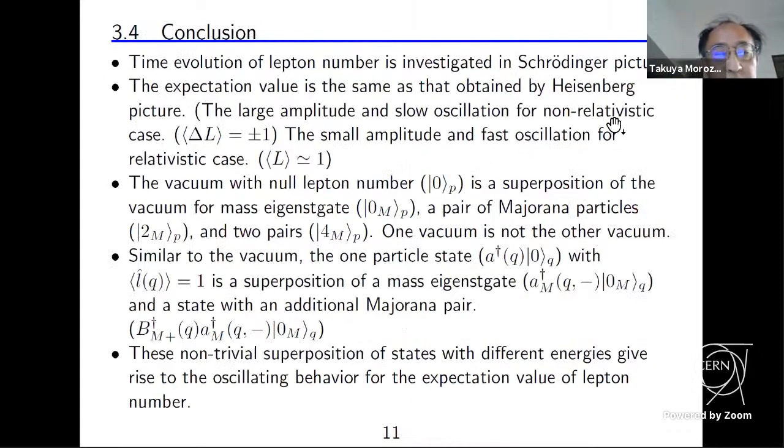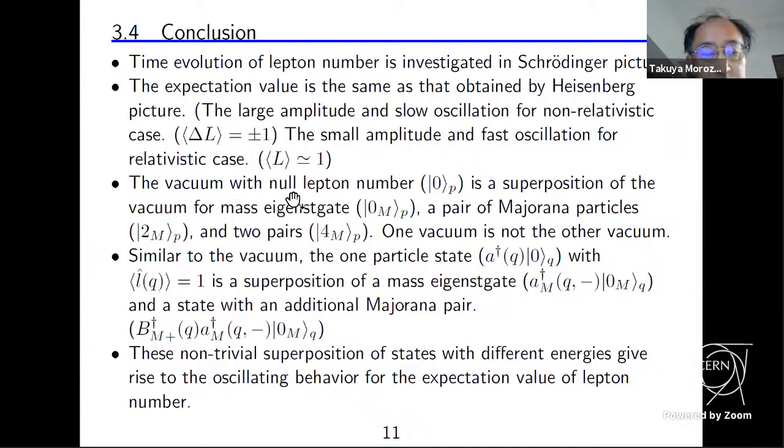So let me conclude what we have done. The time evolution of lepton number is investigated in the Schrödinger picture, and the expectation value is the same as that obtained in the Heisenberg picture. It shows a large amplitude and slow oscillation for the non-relativistic case, and a small amplitude and fast oscillation for the relativistic case.